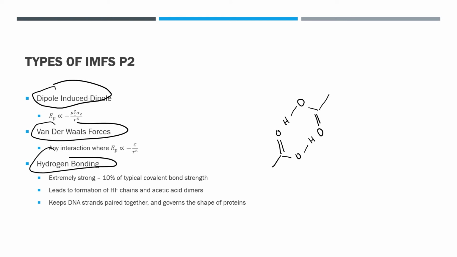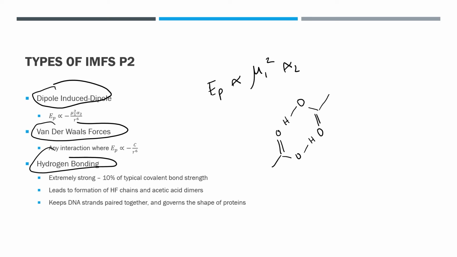So first of all, let's look at the potential energies for dipole-induced dipole. We see that the potential energy is proportional to mu1 squared alpha 2. So mu1 is the dipole moment of our dipole. Alpha 2 is the polarizability of our nonpolar substance, that is having its dipole induced, right?